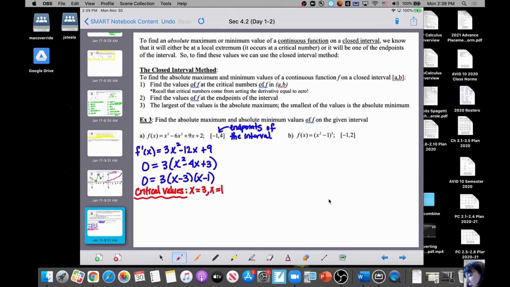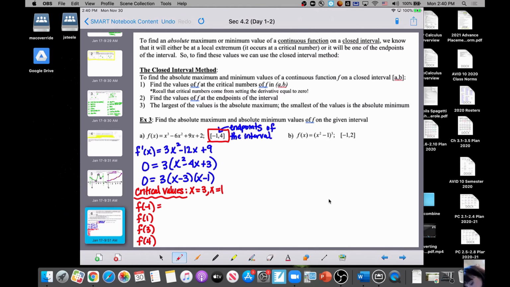Okay, so now I am going to take my endpoints, which were -1 and 4, and my critical values, which are x equals 3 and x equals 1, and I'm going to plug all 4 of those values into my function f of x. So I am going to find f of -1, f of 1, f of 3, and f of 4. And I'm just going to do the math. So f of -1, and again, make sure that you are plugging these into the original function and not into the derivative, okay?